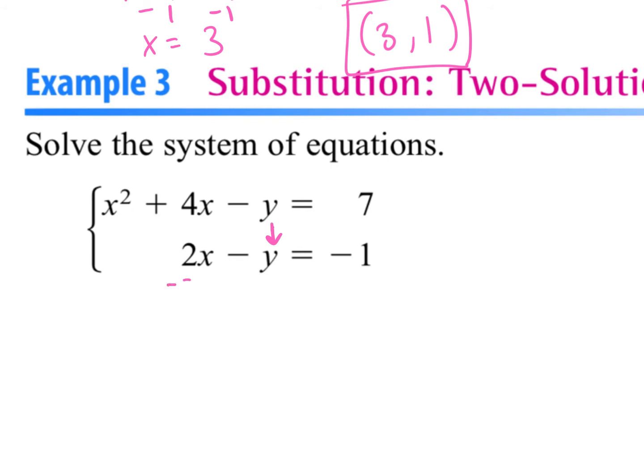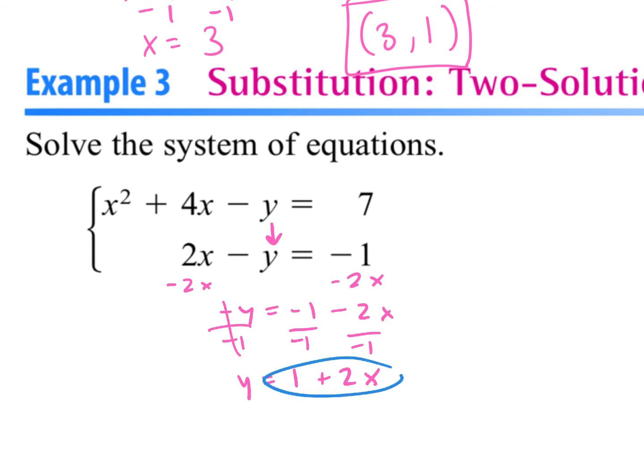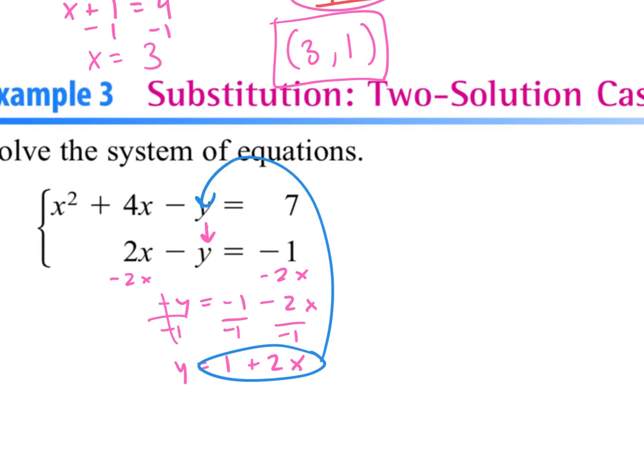Solve the second equation for y. So I'm going to subtract 2x on both sides. So negative y is equal to negative 1 minus 2x, and then divide everything by negative 1. So y is equal to 1 plus 2x. Once I get y all by itself, what can I do? Plug it in. So I'm going to take that, plug it into y in my other equation. So I have x squared plus 4x minus y, which is 1 plus 2x, is equal to 7.